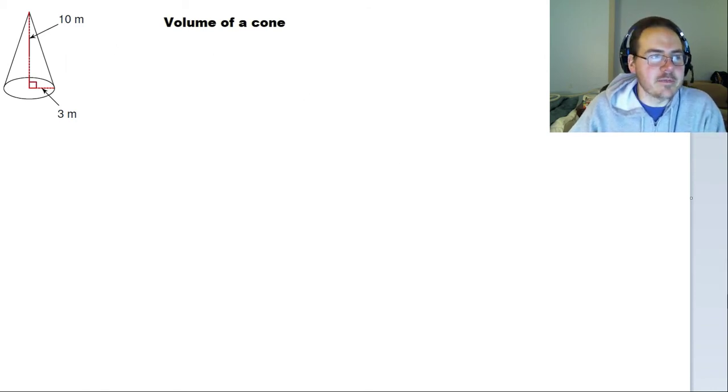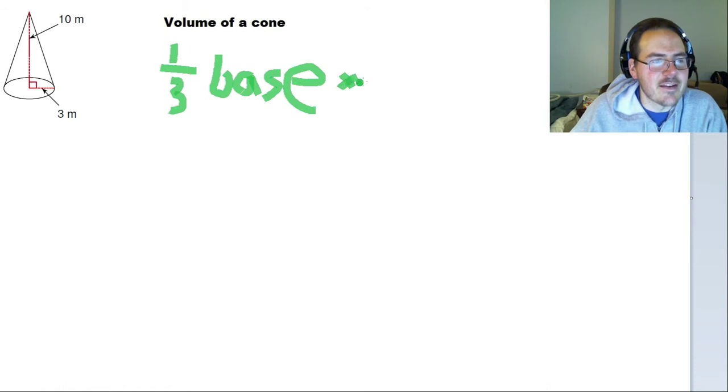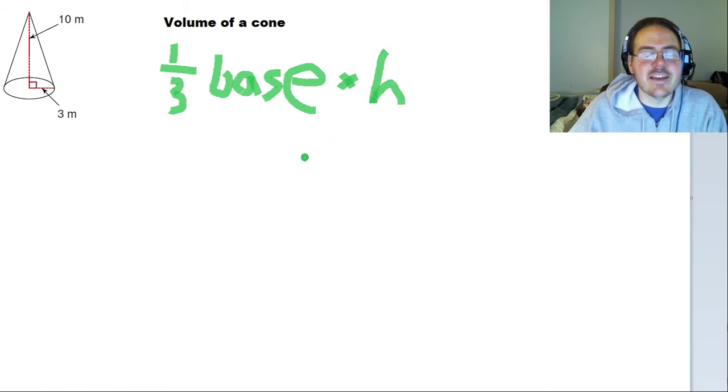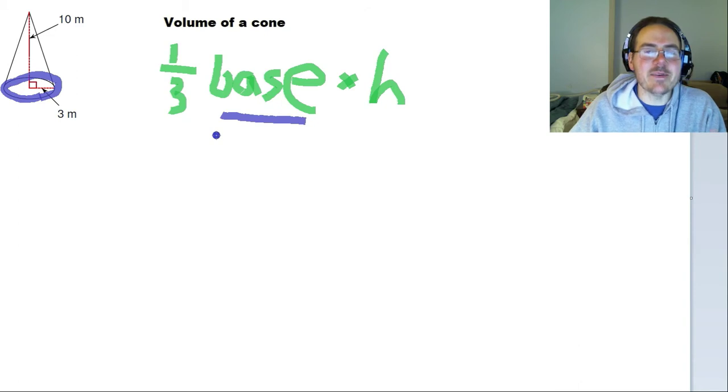Let me fix my marker. Alright, so the volume of a cone is 1/3 of a base times the height. Is 1/3 base times height. Now remember, the base is this circle. That is key. You have to understand the base of the shape is the circle.